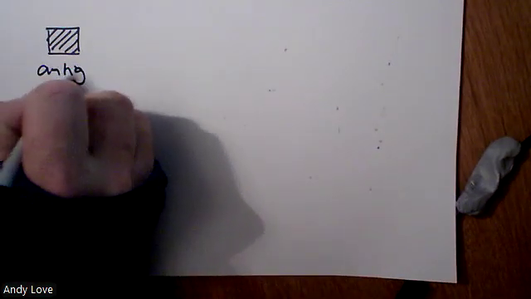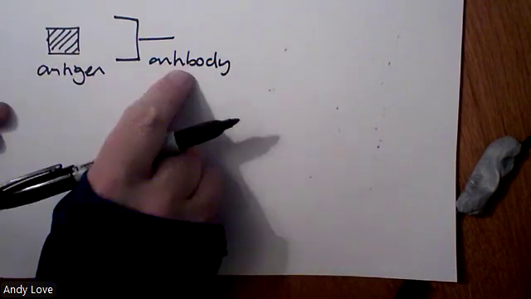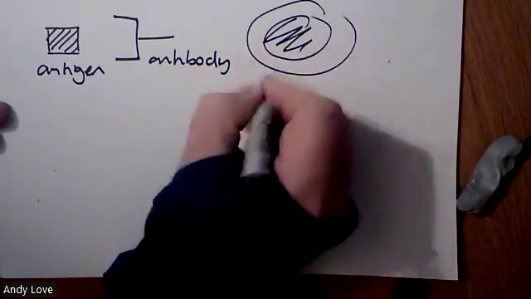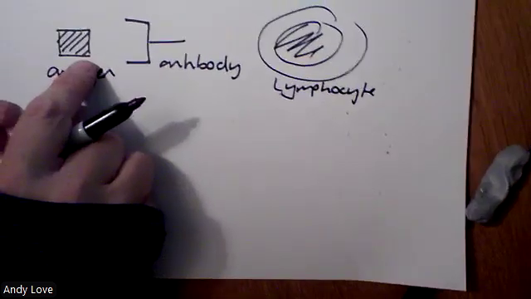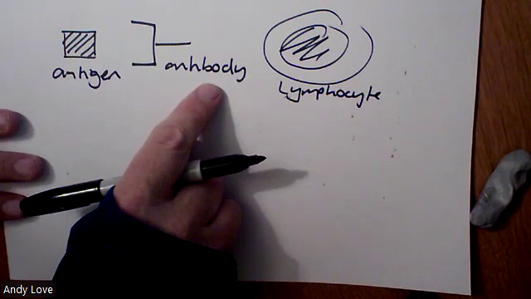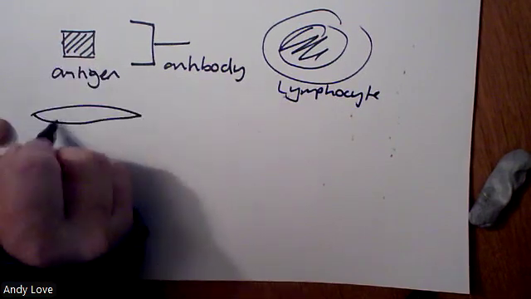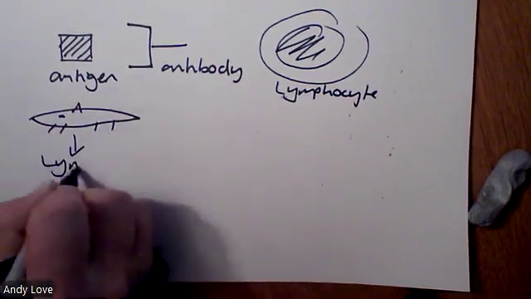So again, let's just check that you've got this. Any protein that doesn't fit your body is called an antigen. We'll call it a foreign antigen. And what will lock onto it is an antibody. Now, what makes the antibody? The lymphocyte. Okay, so the lymphocyte makes an antibody that locks onto an antigen. Now, if I want to make lots of these, then I have to take the antigen and inject it into a mouse. The mouse will then make lymphocytes.